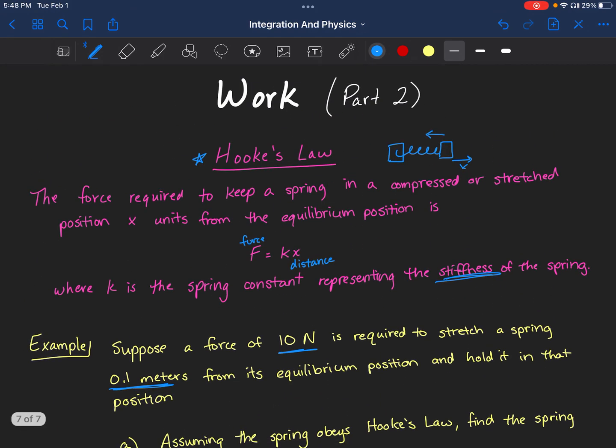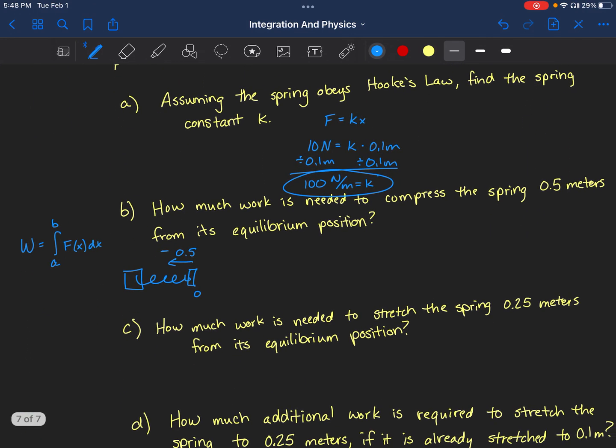Well, our force, given by Hooke's law, is F equals K times X. Lucky for us, we just found K in part A. So, in this situation, our work is going to be the integral from 0 to negative 0.5. That's its ending place, its compressed position, of 100 times x dx. And so I'm going to integrate that, and I want to remind you all that that's going to turn into 100 times x squared over 2, but x squared over 2 can be simplified with that 100 to make 50x squared. And we're going to evaluate that from 0 to negative 0.5.